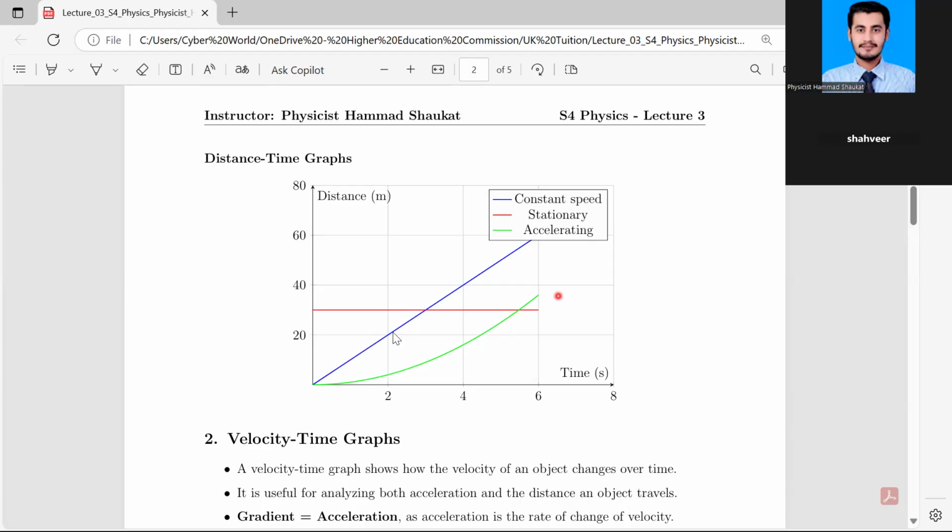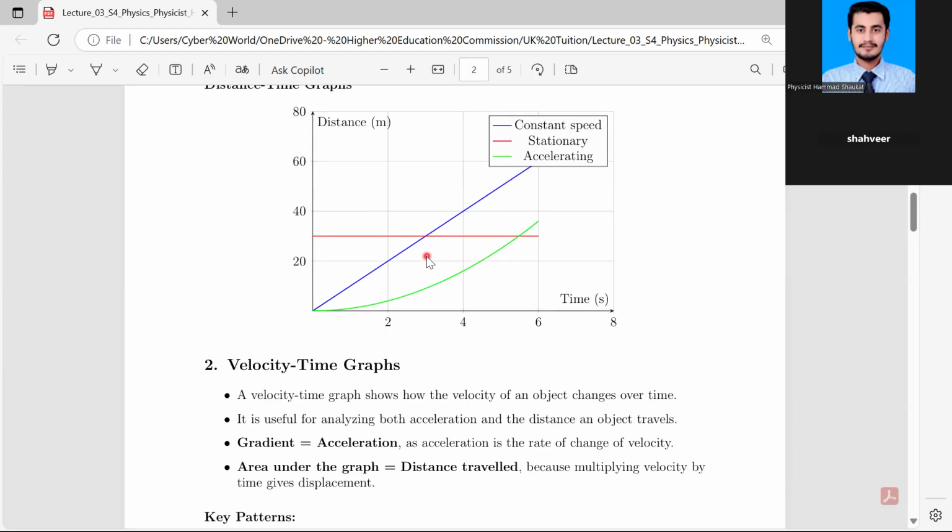If the same line is decreasing, meaning the curved line is in a downward direction, then you can say your speed is decelerating, meaning your acceleration is negative or your speed is decreasing. Understood? Okay. Any question from the distance time graph? No. Okay. So now let's move on to our next topic, which is the velocity time graph.